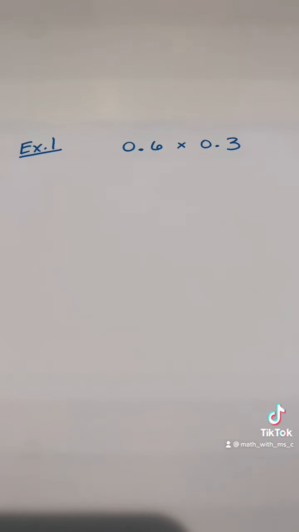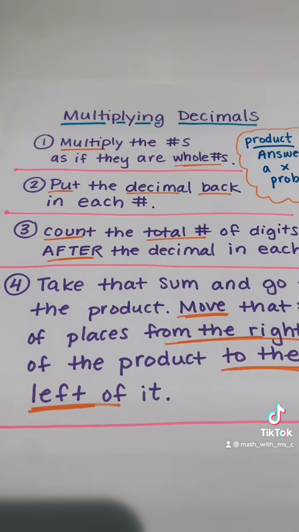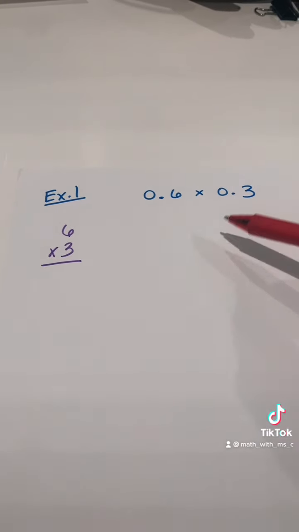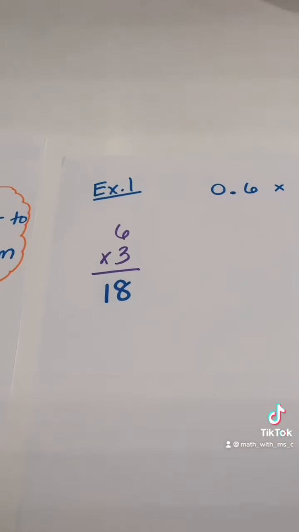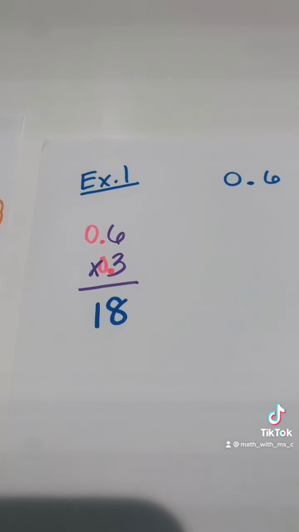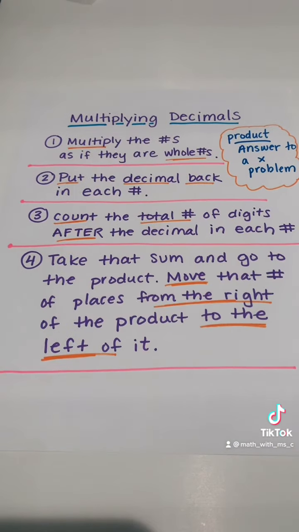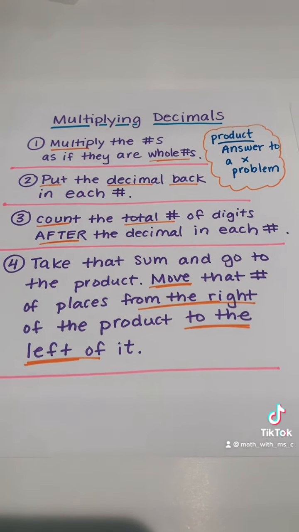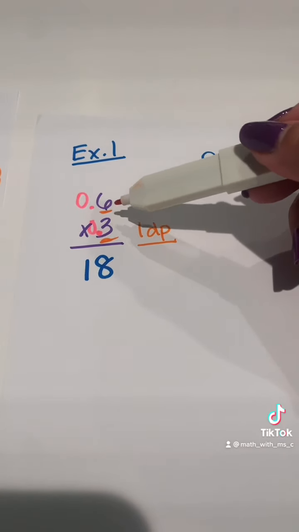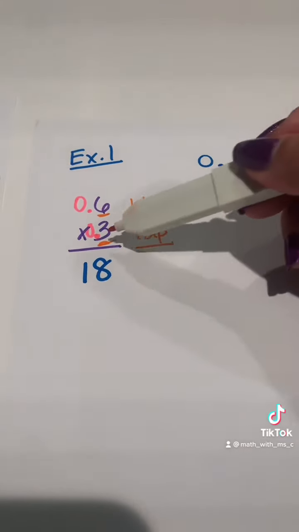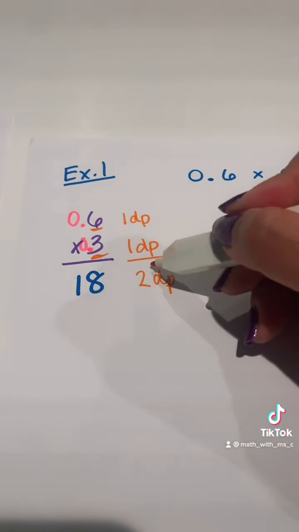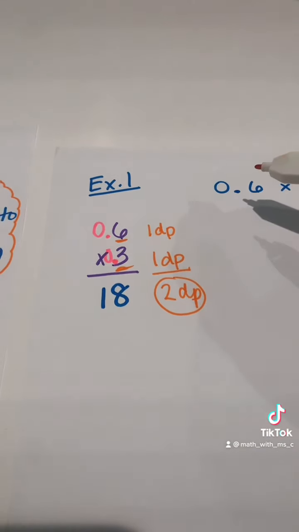Step 1 is multiply the numbers as if they are whole numbers. So I'm going to get rid of the decimals and multiply the numbers as if it was just 6 times 3, which equals 18. Step 2, put the decimal back in each number. I put the decimal back in each number. Step 3, count the total number of digits after the decimal in each number. So when I put the decimal back in, I counted how many come after the decimal. That's 1 after the decimal, 1 after the decimal. So you add that up. There's 2 decimal places in the original problem.